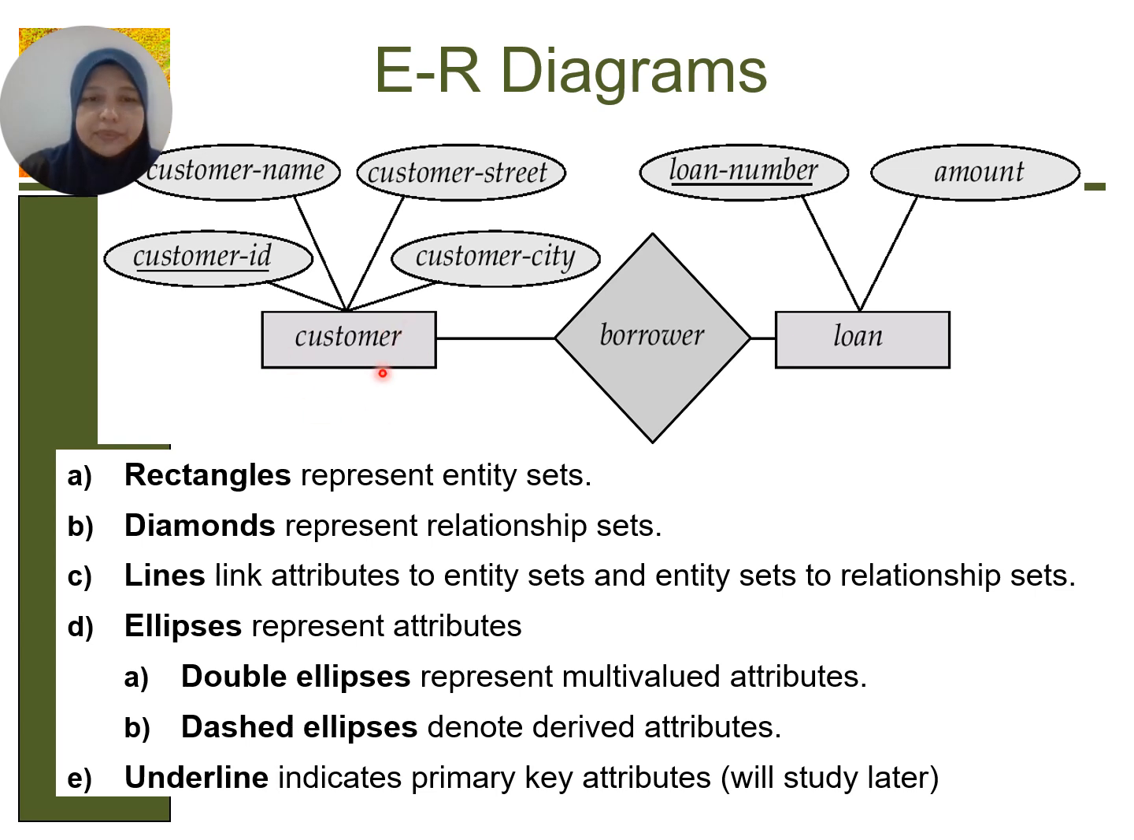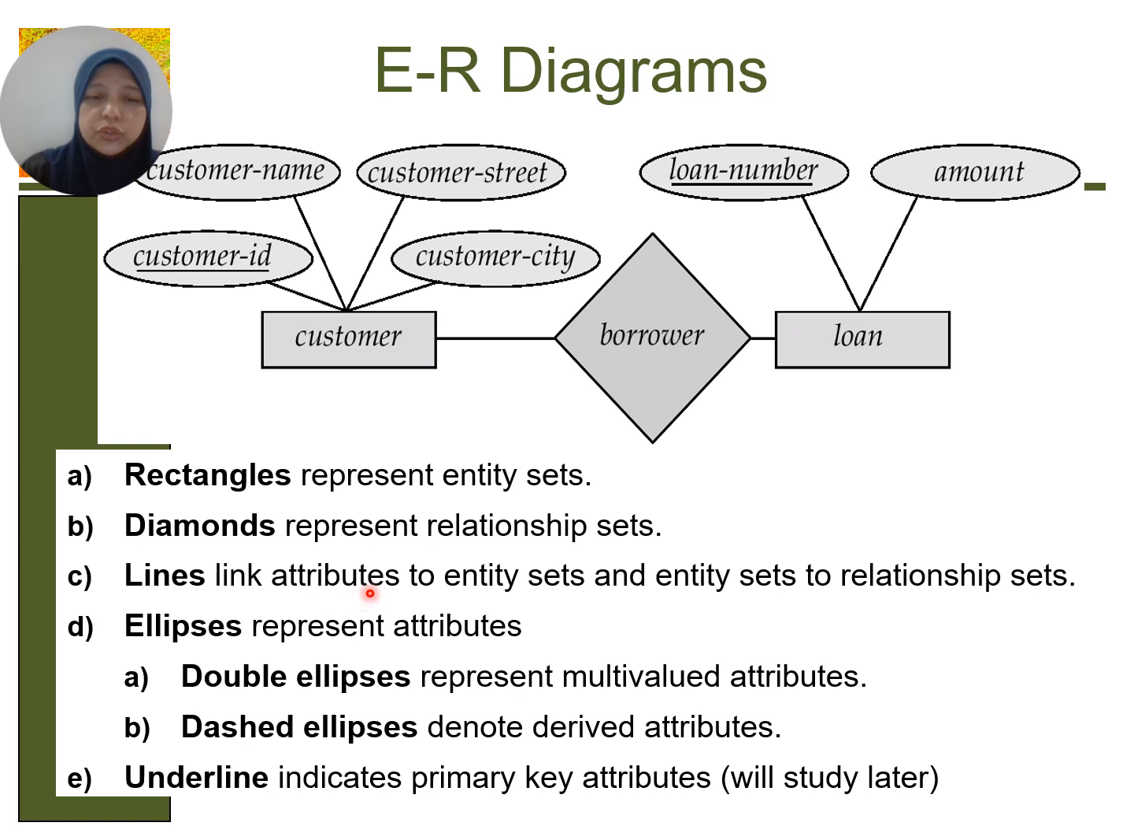The tip on how to identify an entity: if you have more than one record, then you can create it as an entity. Diamond shapes represent relationship sets. It means the relationship between one entity and another entity, hence the term entity relationship diagram. A relation between one table and another table is linked with a diamond shape. This is what we call the relationship between two entities.